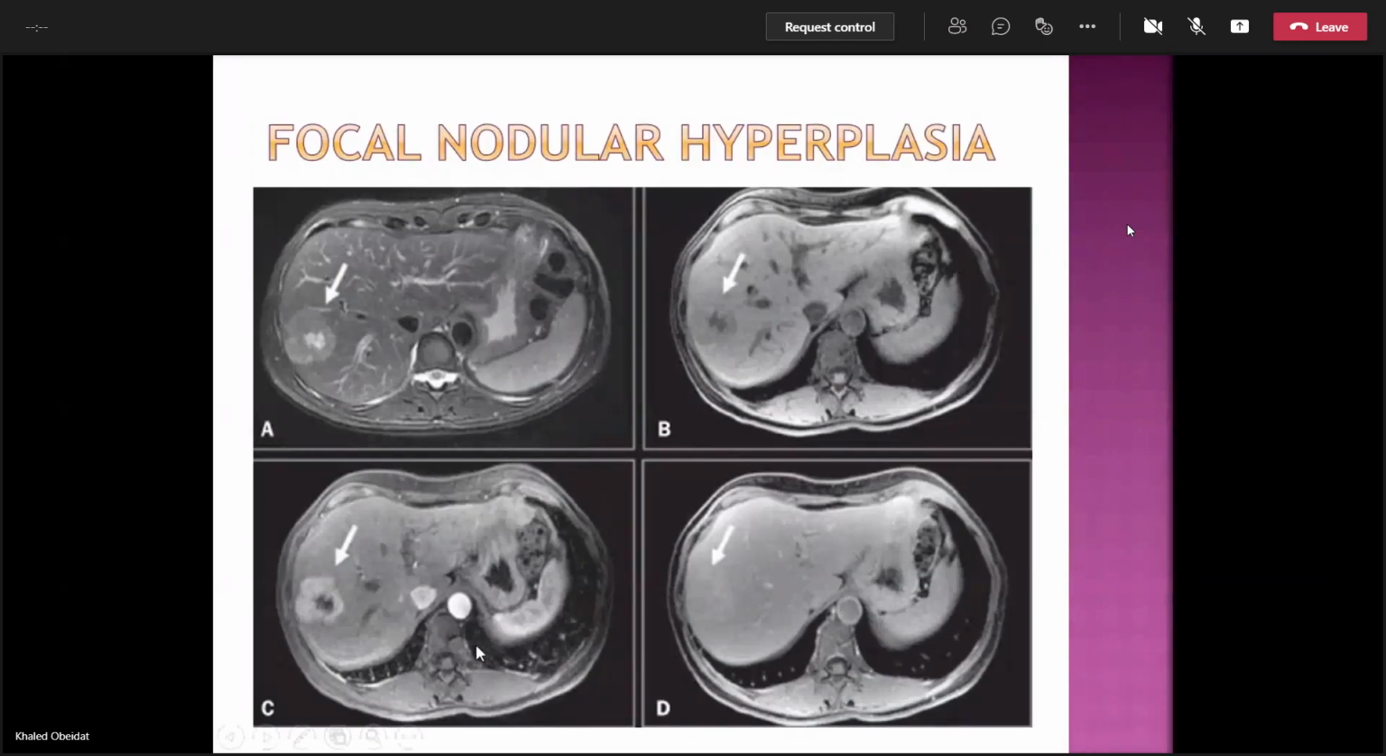We see it on MRI. This is a T1 weighted image. We can see that it is a little bit hyperdense. This is what we call the central scar, also hyperdense compared to the rest of the parenchyma. In T2 weighted images, actually this is T2.